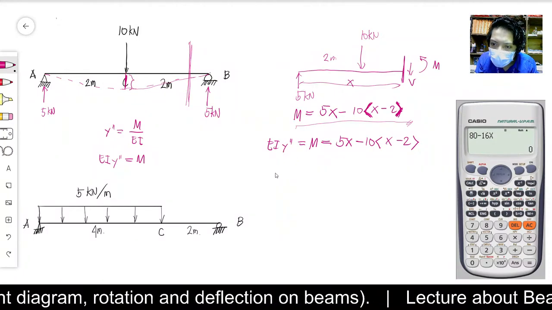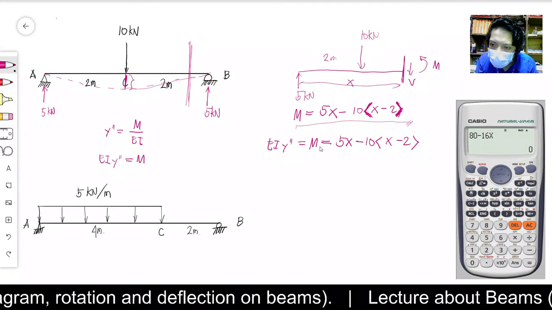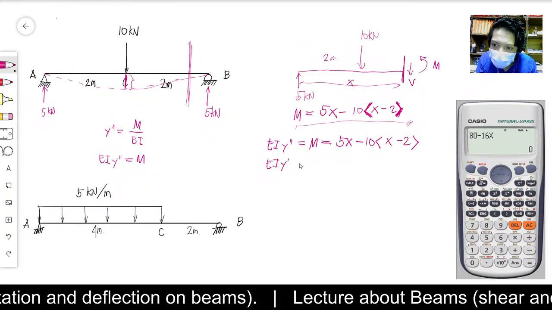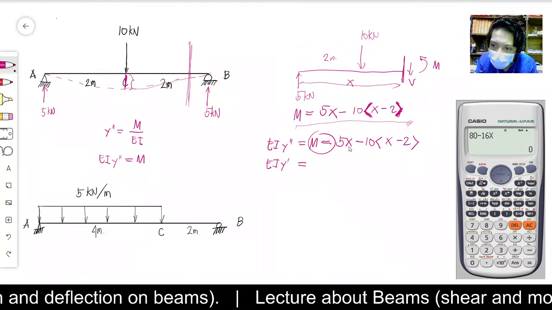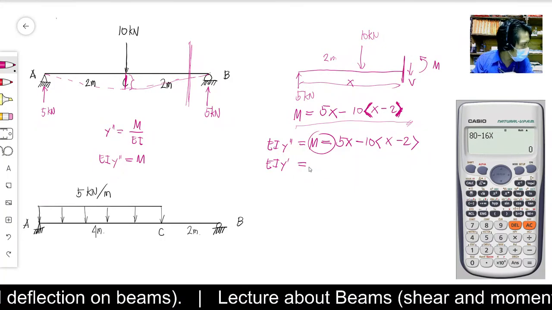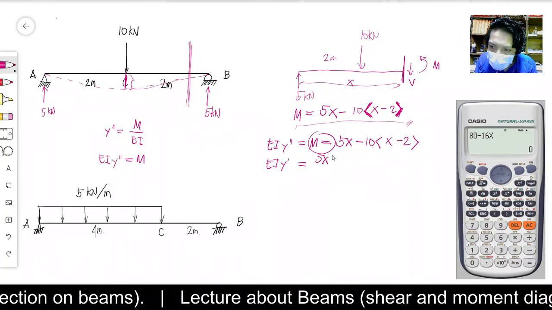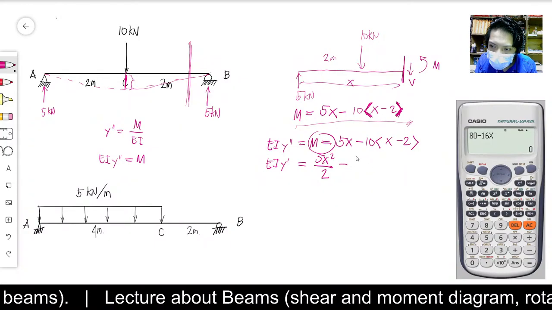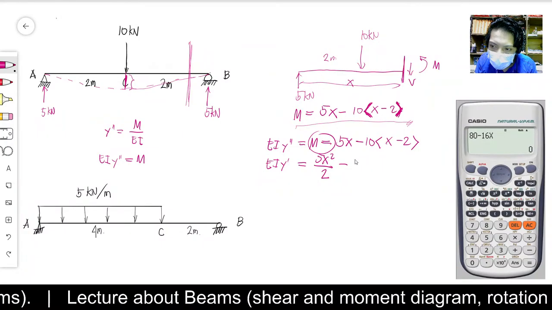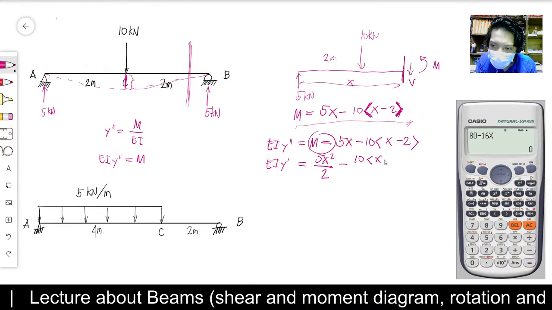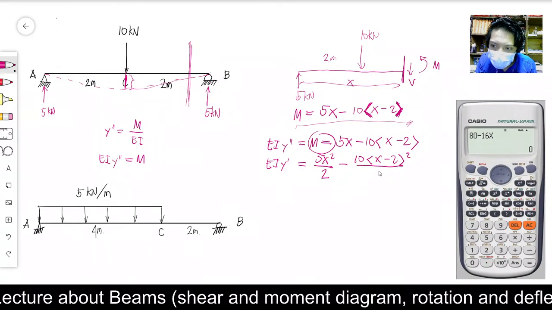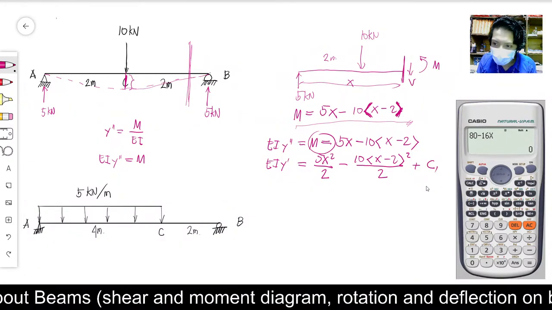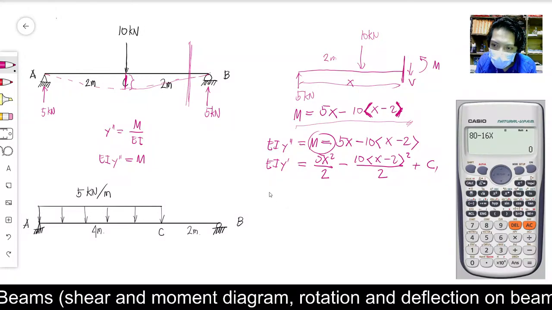So when you integrate this, EI times the integral of y double prime is y prime, of course. This is equal to, never mind this one, just add 5x. This will become the integral of 5x, which is 5x squared over 2, and this is negative 10 times (x minus 2) squared over 2, plus C1.